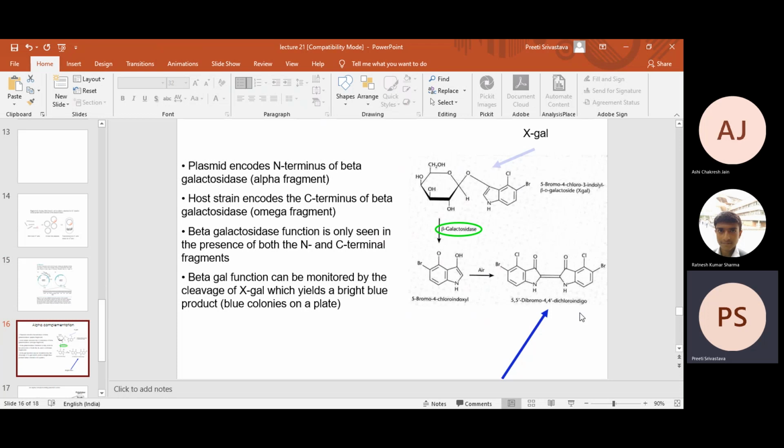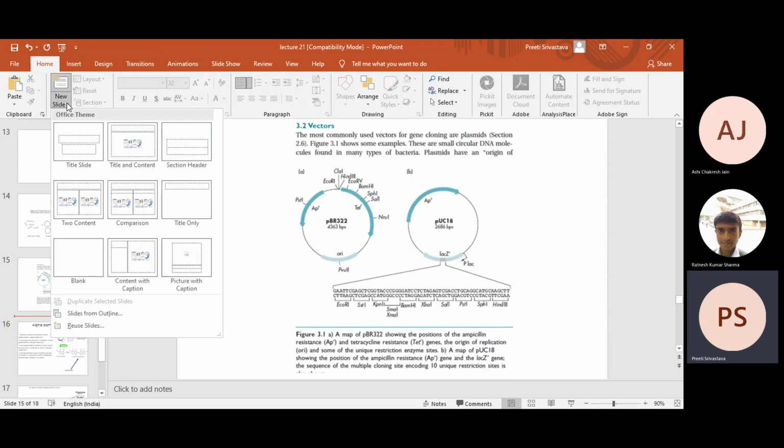It was found that this beta-galactosidase exists as a tetramer, and each of the monomers consists of two subunits. One is called the alpha subunit and the other is called the omega subunit. The alpha subunit is encoded by, maybe I'll write it here in case.